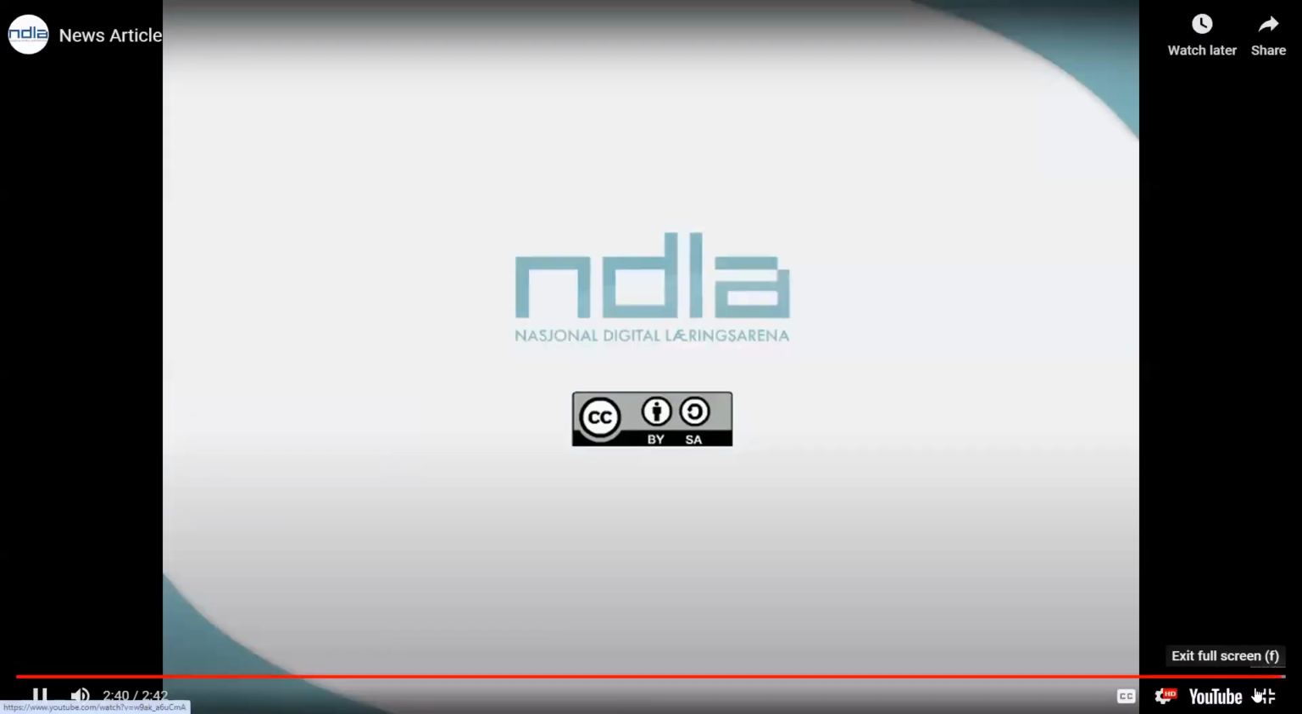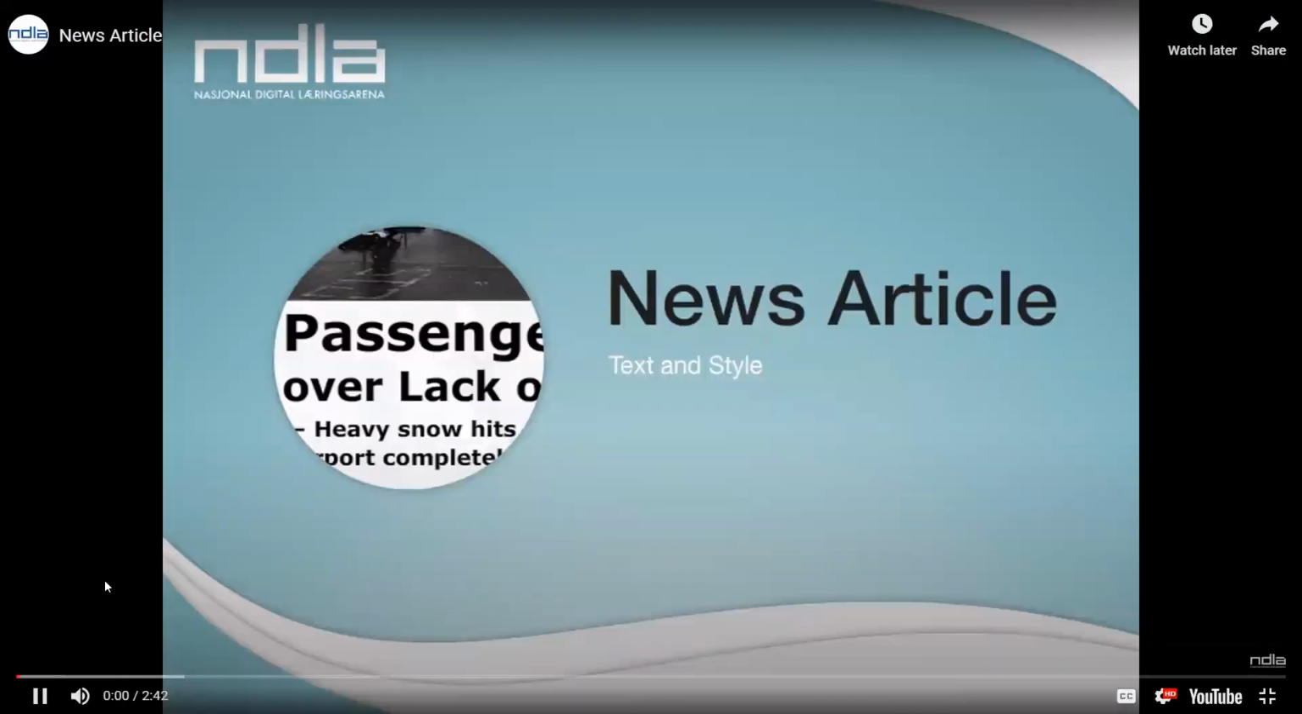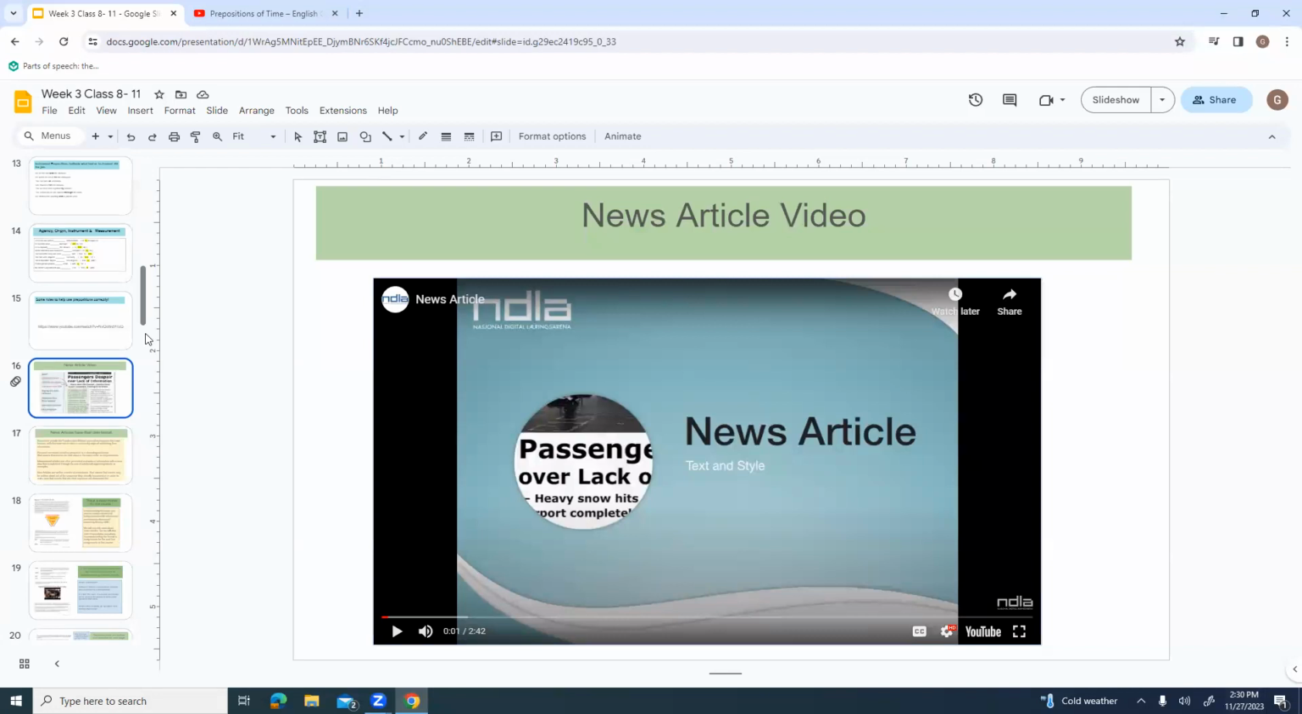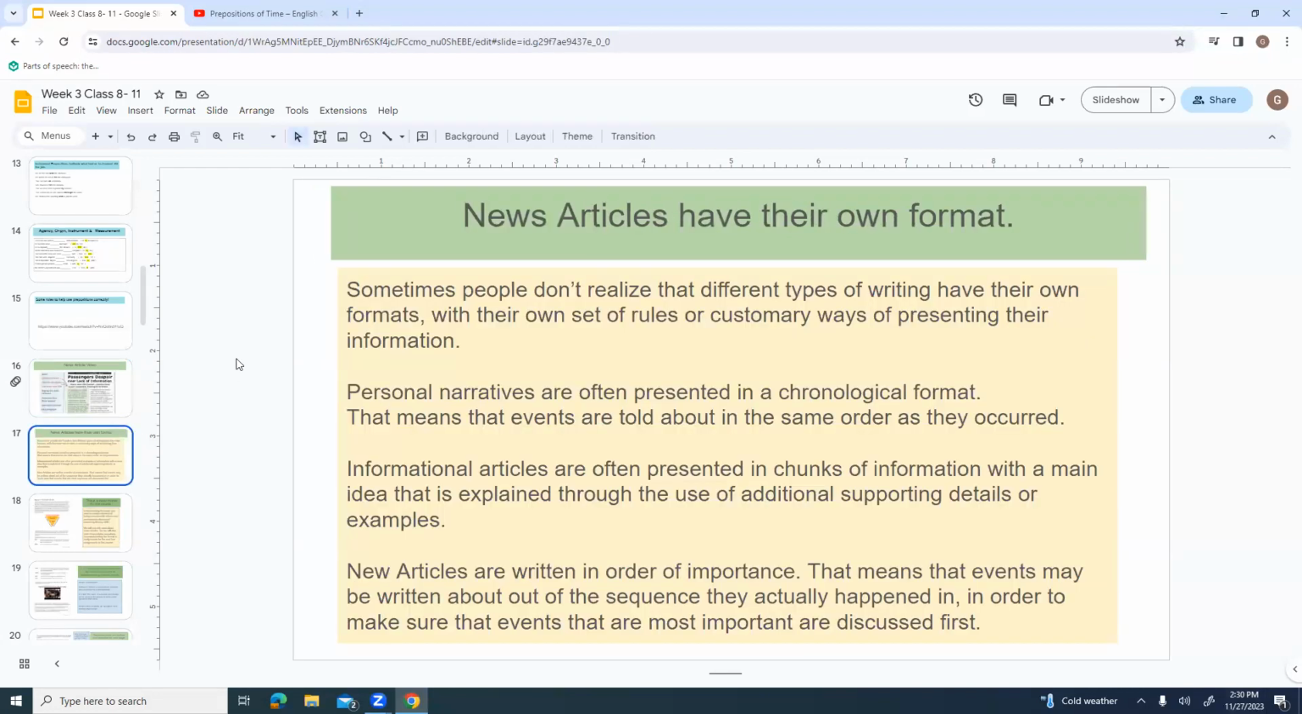Okay. So I really liked how they explained that. I thought they did a lovely job with it. Okay. So news articles have their own format. Sometimes people don't realize that different types of writing have their own formats, which is basically just like their own set of rules or customary ways of presenting their information.